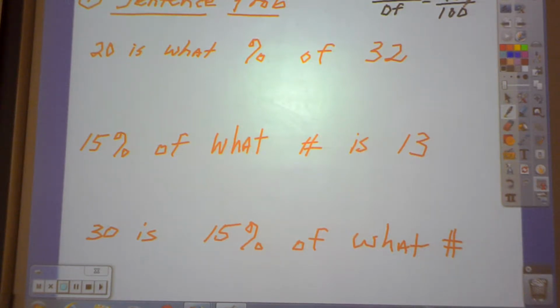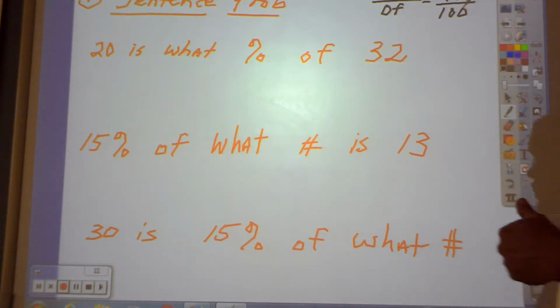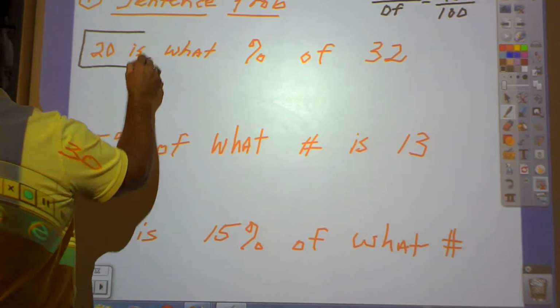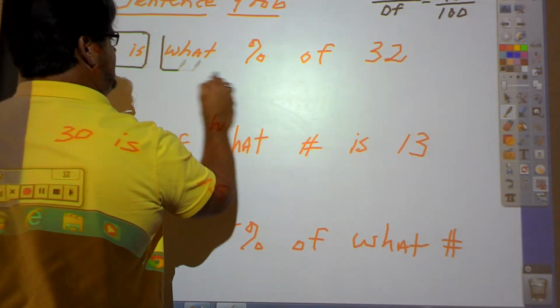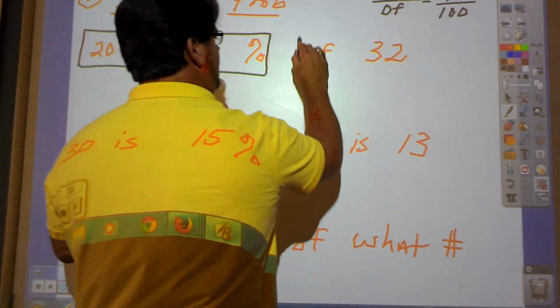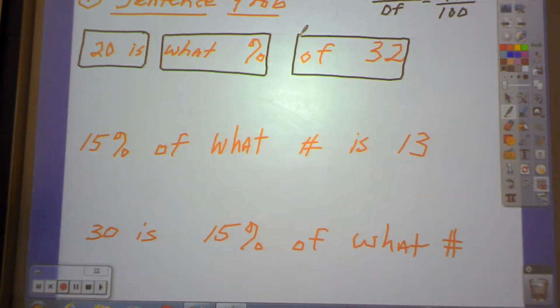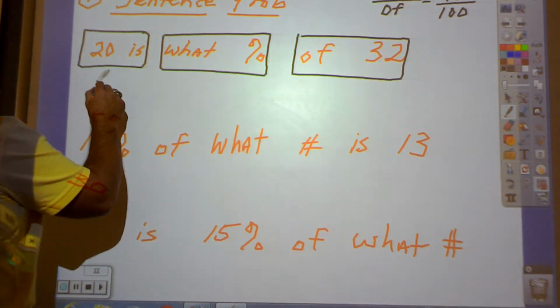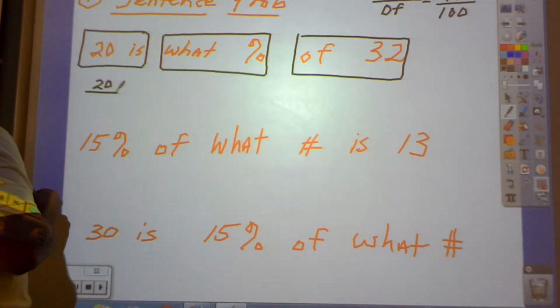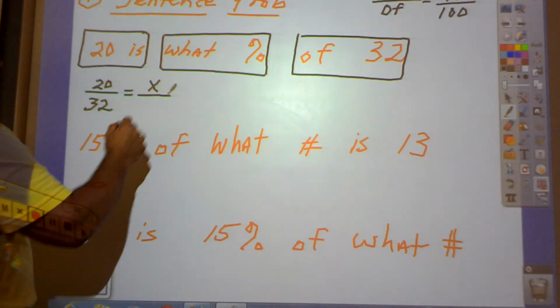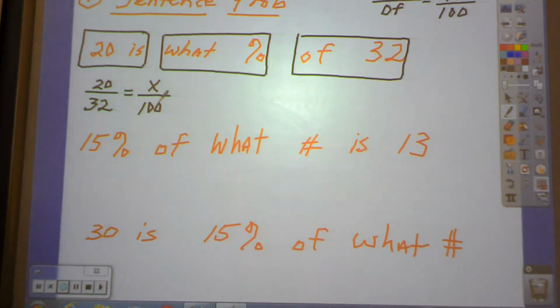So what do you got to do? Well, you go through each sentence and pick out what you have and plug and chug and solve. So let's just go through each one. 20 is what percent of 32? So now you can take each one of those and plug into the formula. What's my is? 20. What's my of? 32. And x is the percent over 100. Now cross multiply and solve.